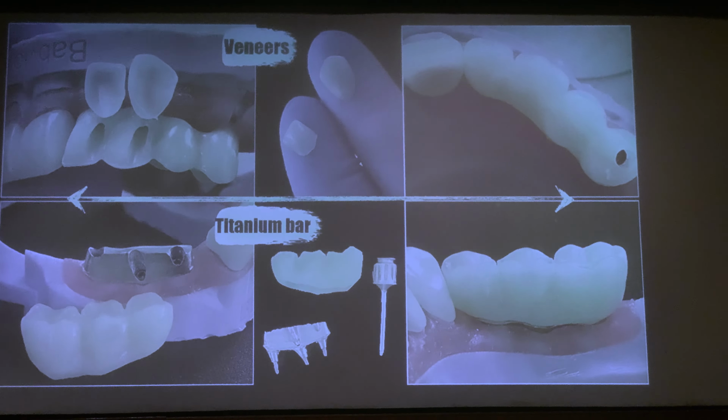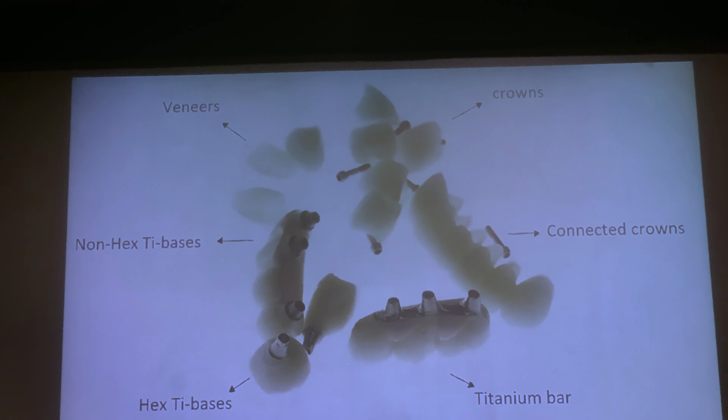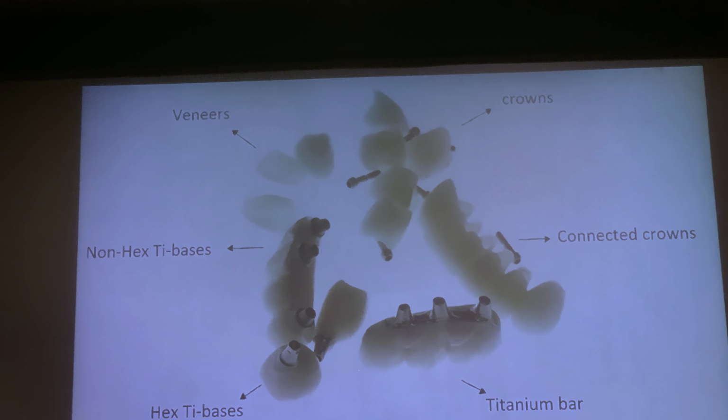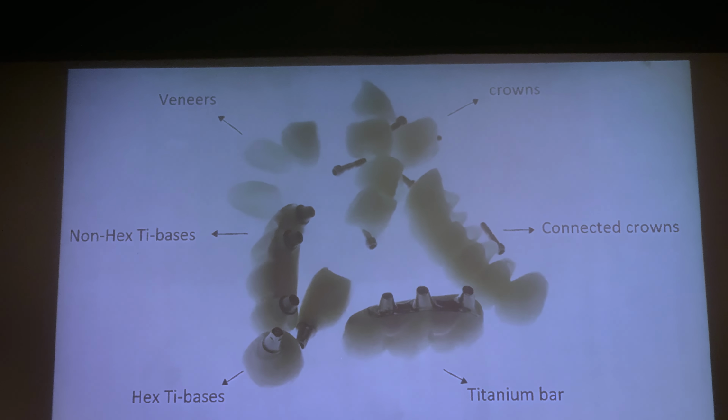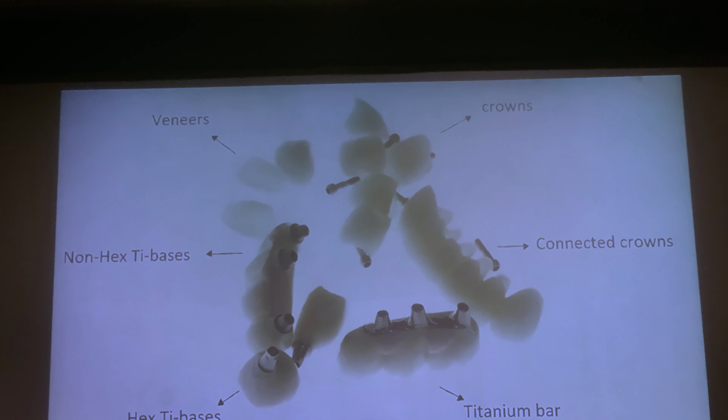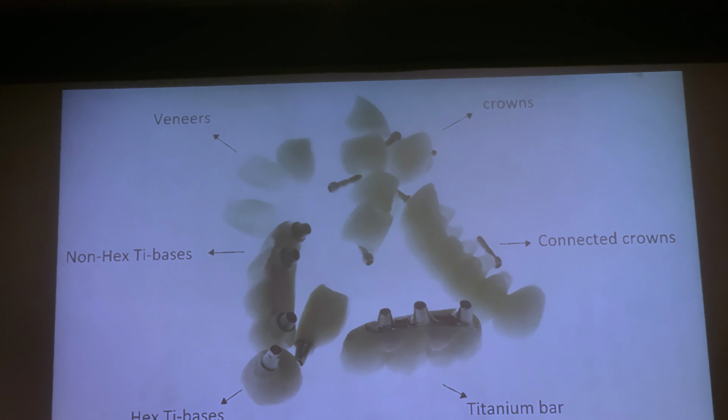This is the try-in, upper PMMAs, lower. This is the final evaluation for aesthetics before we convert to the final restoration. These two veneers with zirconium core, also with fabrication of titanium bar. So it's like a group of homogeneous restorations between lithium disilicate veneer crowns, connected crowns, and for the implant part we use titanium bar, hex and non-hex Ti-bases, depending on the implant parallelism.